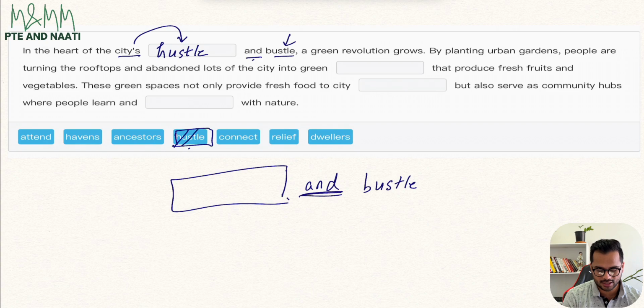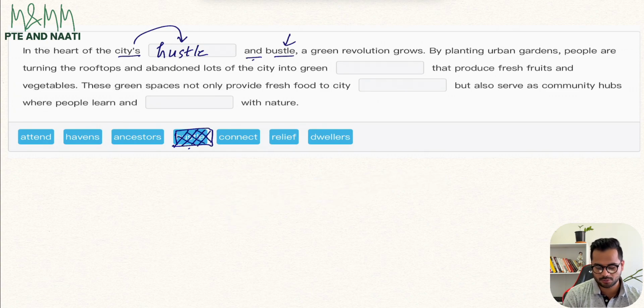Once I've used that, I'll just get rid of it from here, because we know in the exam we can only use one option once. So hustle has been used. Next blank. A green revolution grows by planting urban gardens.